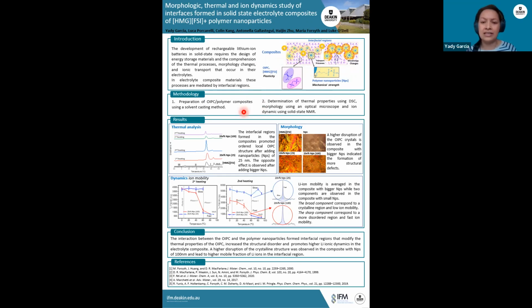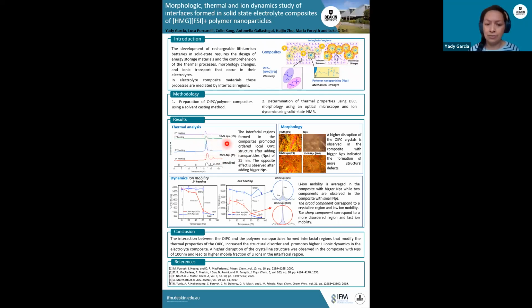After that, we determine the thermal properties, the morphology, and the ion dynamics using differential scanning calorimetry, an optical microscope, and solid-state NMR, respectively. From the thermal analysis, comparing the endothermal peaks of the pure OIPC and both composites, we observe that these peaks change. The interfacial regions formed in these composites promote ordered local OIPC structure after adding nanoparticles with 25 nanometers, and we can observe that from the sharper and higher intensity peaks.